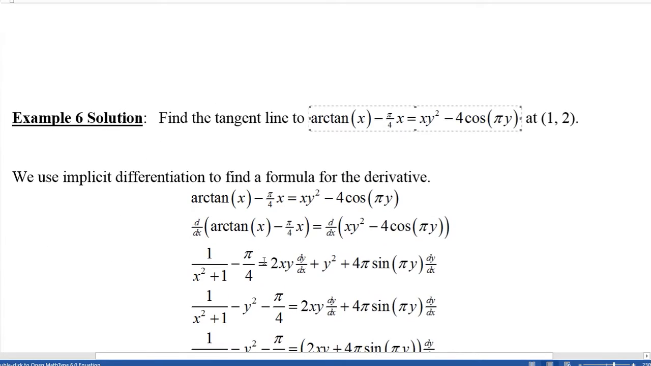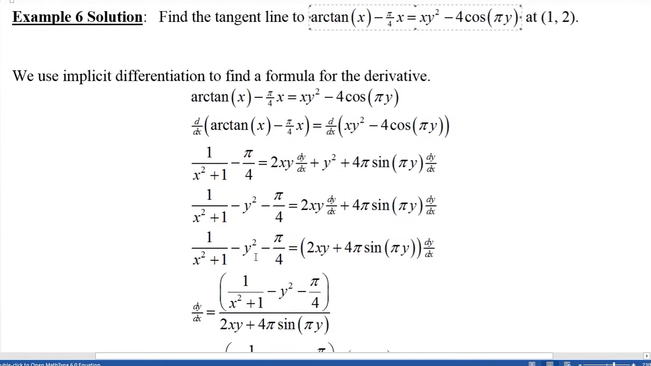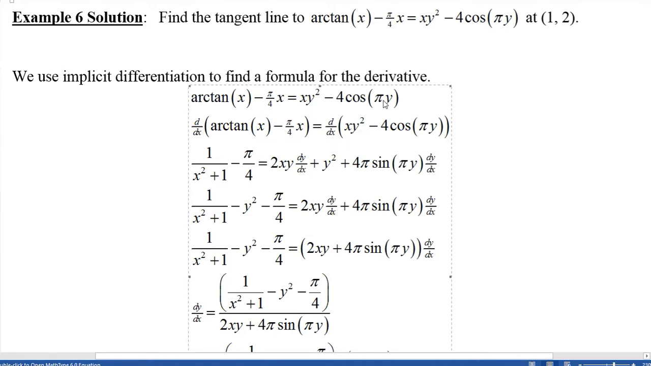Okay, hopefully you're back. Now let's take a look at what we have here. There's our original equation. Take the derivative with respect to x on both sides. The derivative of arctangent of x is 1 over x squared plus 1. The derivative of minus pi over 4 times x is minus pi over 4.